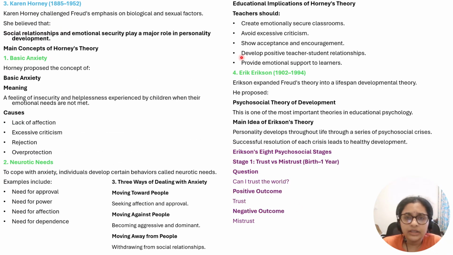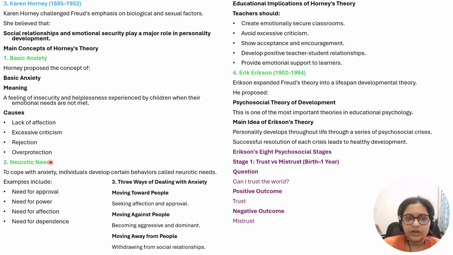Then Karen Horney. While Freud emphasized biological and sexual factors, she believed that relationships and emotional security play a major role in personality development. The main concept is basic anxiety. It is a feeling of insecurity or helplessness experienced by children when their emotional needs are not met. Very simple. If their emotional needs are not met, they feel insecure and helpless, due to lack of affection, excessive criticism from others, and overprotection also.